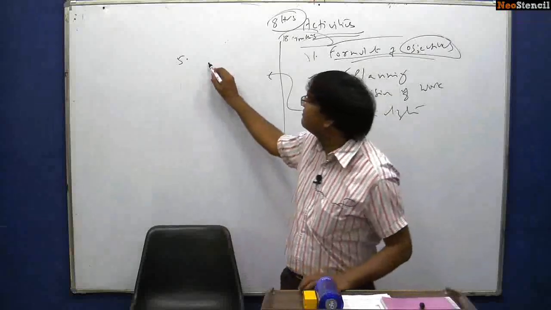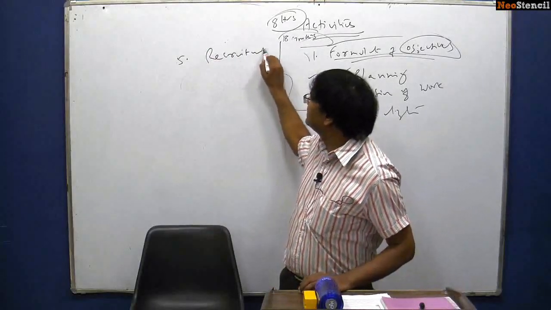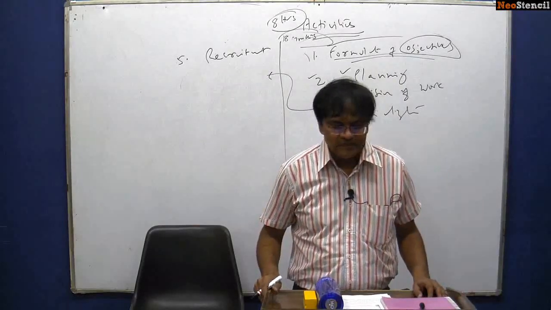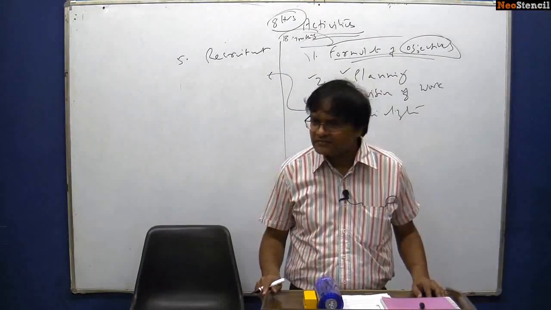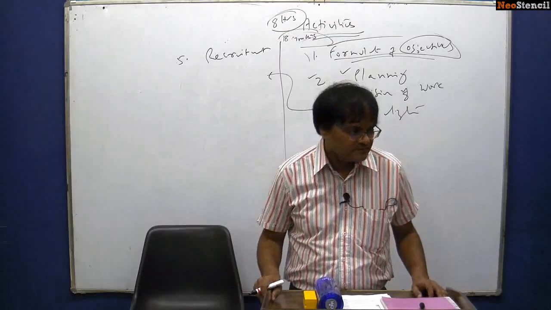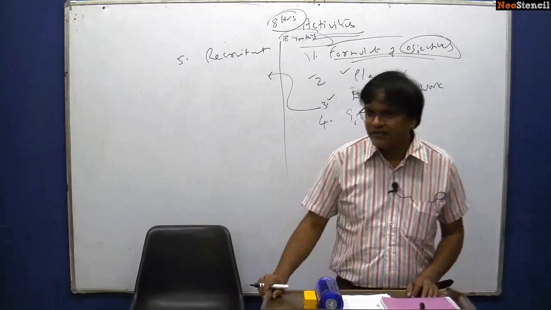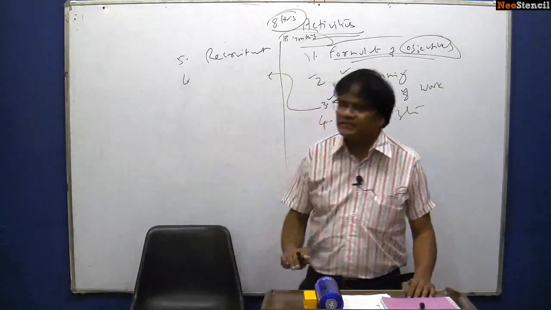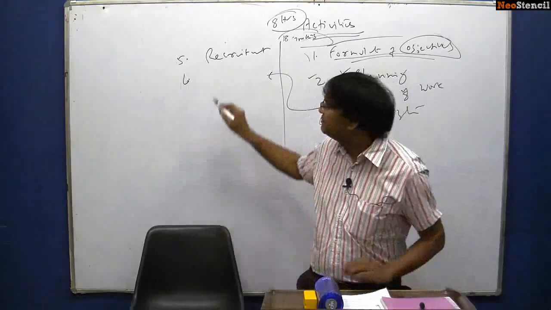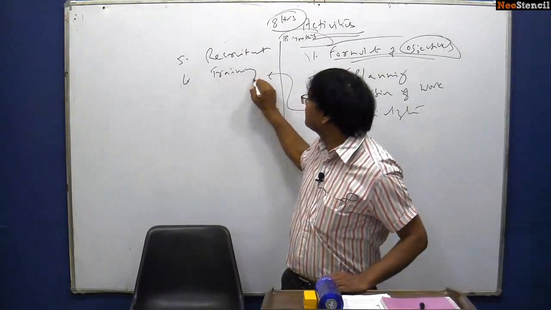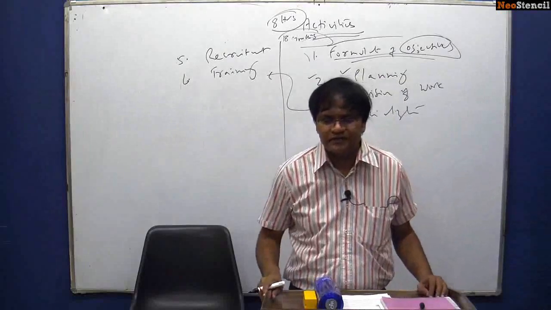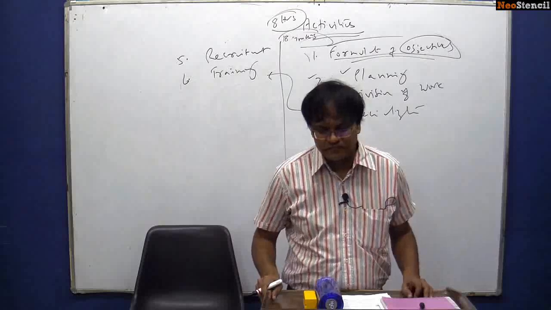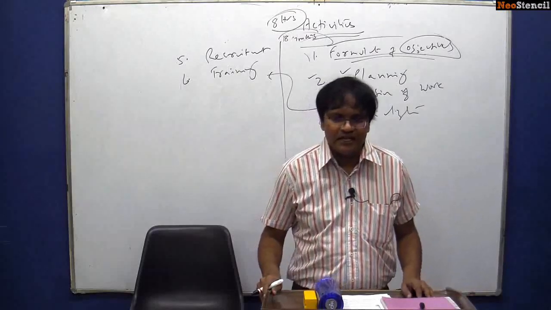Then after this, what is the next step? Next, you have to recruit people to various positions in the organization. Recruitment comes. On the basis of division of work and specialization, you recruit people to various positions. After recruitment, you must provide training to them to make the organization efficient. The next step will be training, so that they become efficient in their positions.